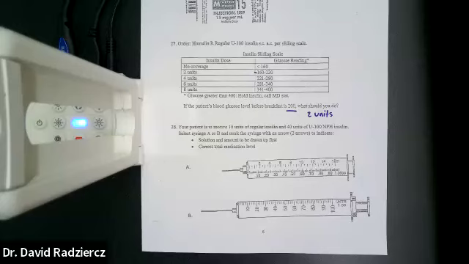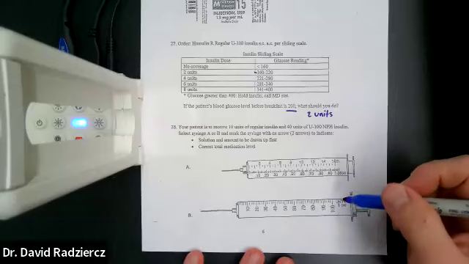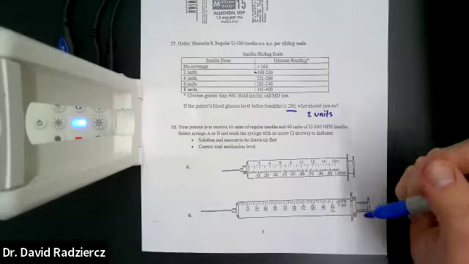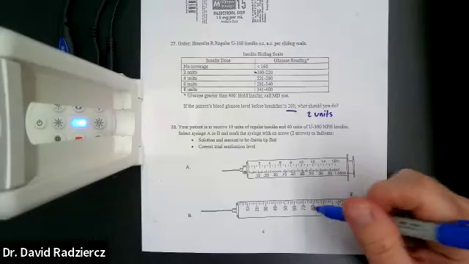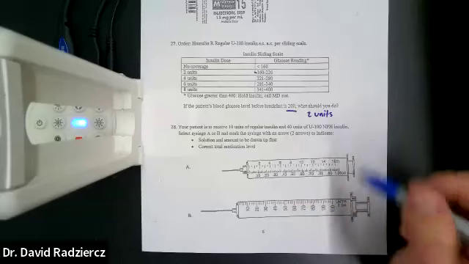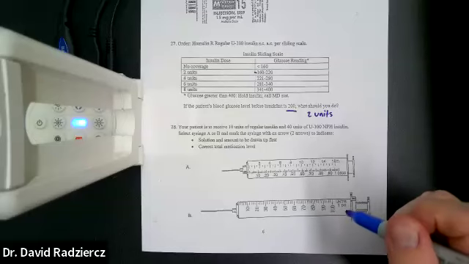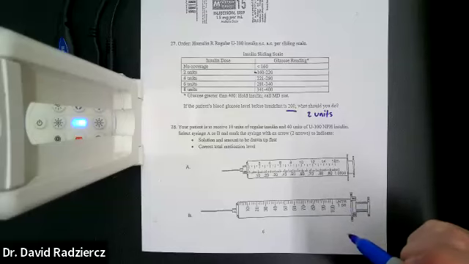All right, so that was pretty straightforward. Can you read a sliding scale? The next one is marking a syringe. So on Blackboard, they're just going to have you drop a point on a syringe. So you wouldn't have to do what I'm about to show you. You might have to do this next semester. I don't know if they do this question anymore.